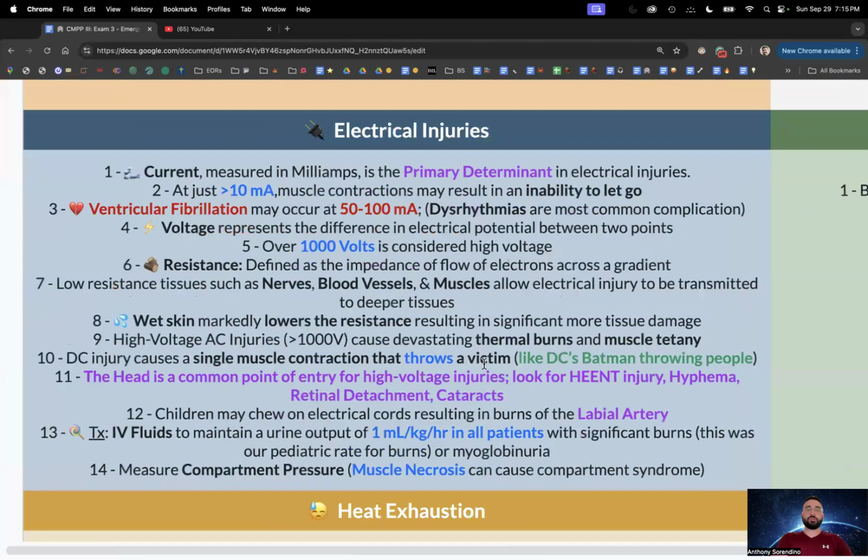Moving on to electrical injuries. I think what's important here is milliamps is the primary determinant. Wet skin lowers resistance. I think knowing that direct current injury causes a single muscle contraction that throws a victim. So it directly throws you across the room, or think of DC like DC Comics, Batman throwing people. So a direct hit to throw you across the room is pretty easy to remember. The head is a common point of entry for high voltage injuries, so look for head, ears, nose, and throat injuries, things like hyphema, retinal detachments. That's pretty interesting. If a child chews on an electrical cord, the most concerning anatomical area is going to be the labial artery. So look out for damage there.